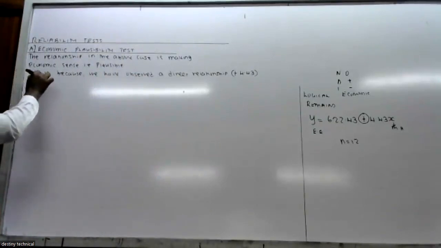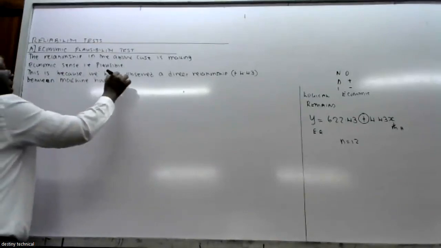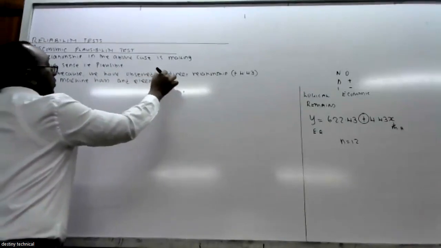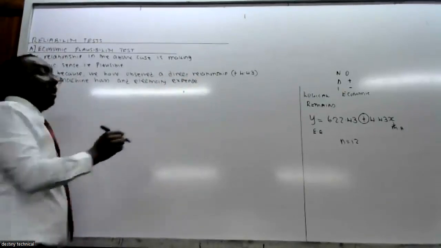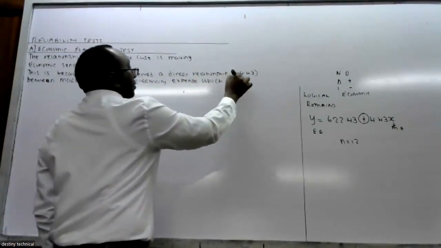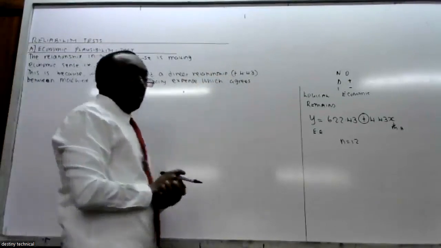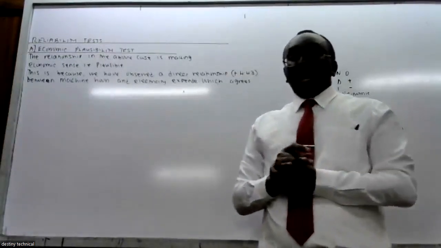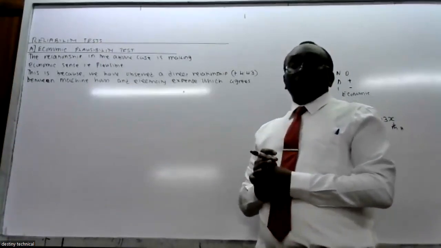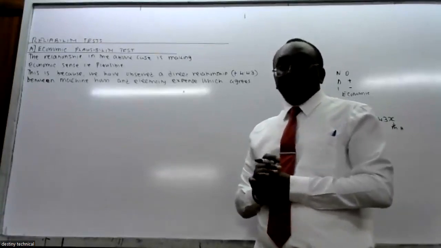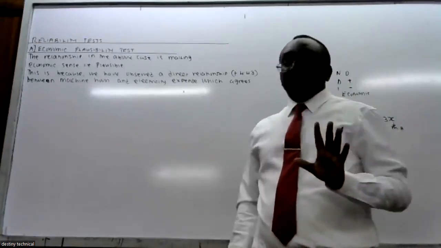between machine hours and electricity expense, which agrees with our expectation of a direct relationship. Full stop. So is that okay? Yes.